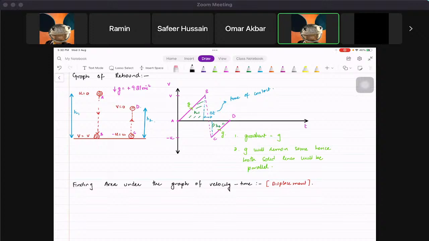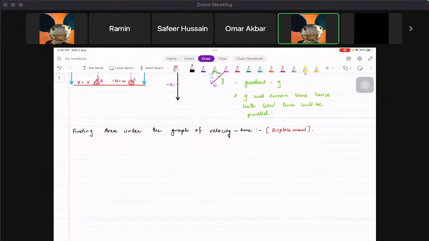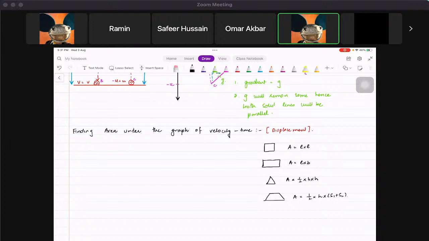Suppose for this one you need to know a couple of formulas. The first formula you should know about is a square, which is length times length; a rectangle, which is basically length times breadth; a triangle, which is half times base times height; and a trapezium. You should always remember the formula, which is half times height times the sum of parallel sides.